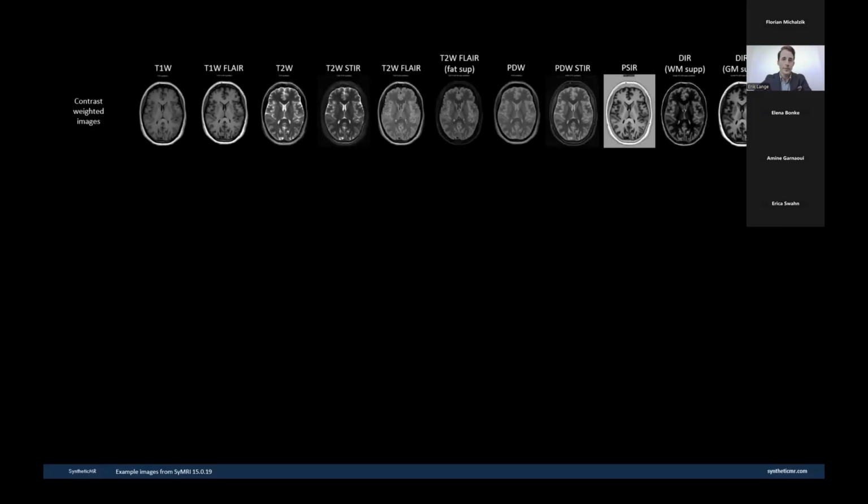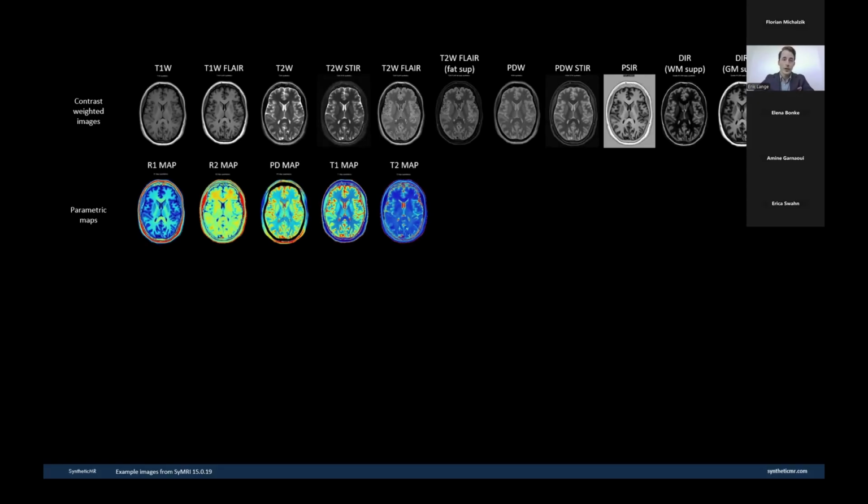The outputs can be categorized into 4 categories. We have the contrast-weighted images like your standard 3D T1 and 3D T2 images, and more advanced images like double inversion recovery images or phase-sensitive inversion recovery images. You can use these to replace some of your conventional images, thereby decreasing total scan time.